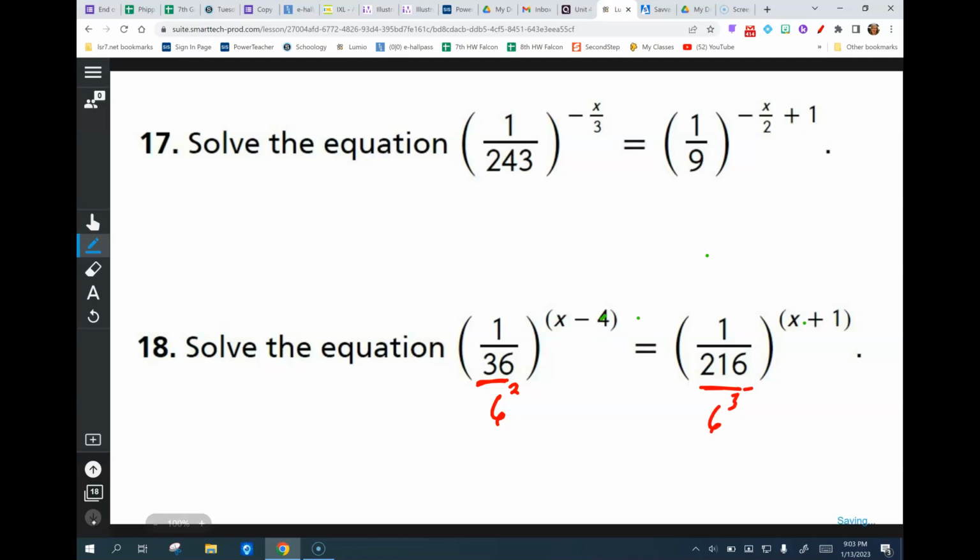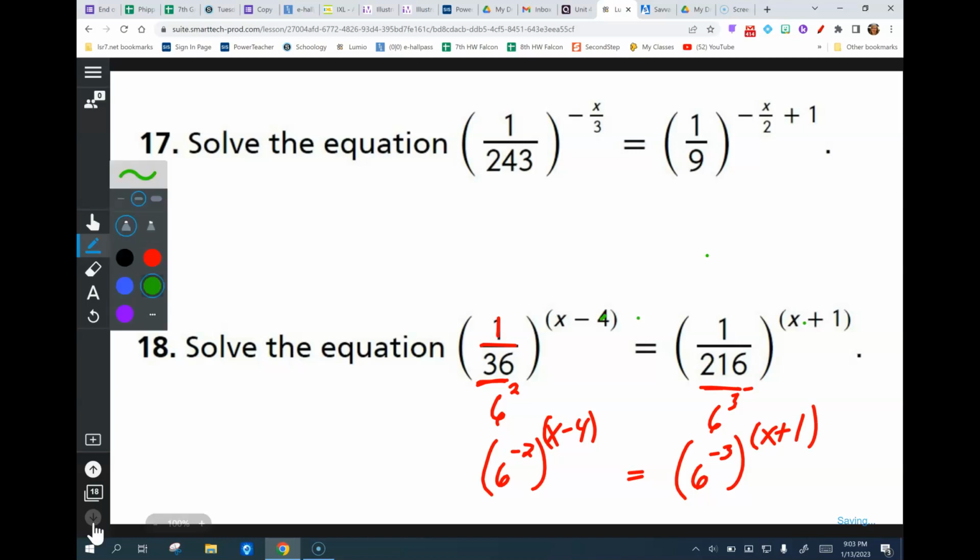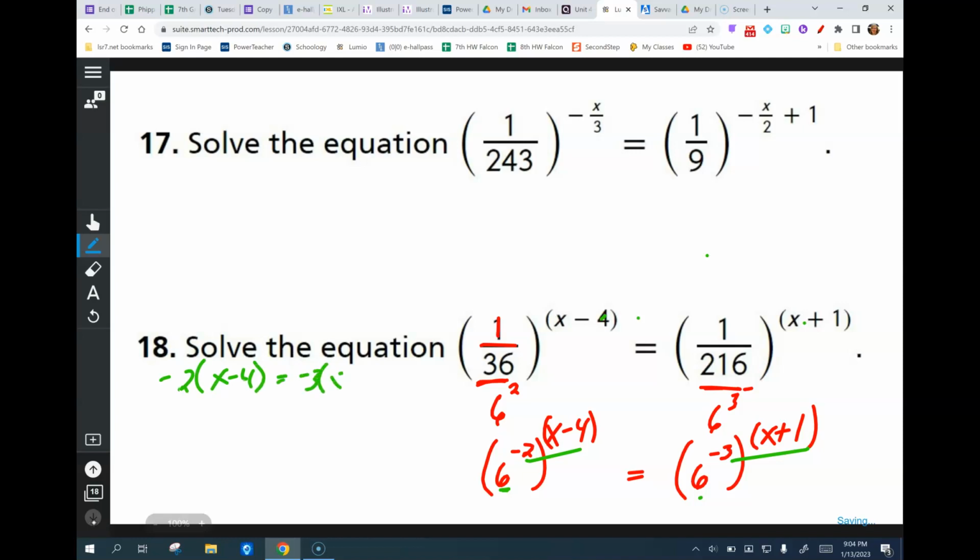So I'm going to rewrite that, and then I have 1 over that. So I'm going to write this as 6 to the negative 2, all of it to the x minus 4. And that has to be in parentheses too. And this is 6 to the negative 3, all to the x plus 1. Now, once we get it like that, you're going, well, that was easy, because now my bases are the same, so I can just set my exponents equal. So I have negative 2 times x minus 4 is equal to negative 3 times x plus 1. And you're going to solve those two equations.